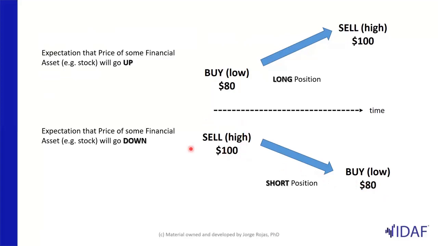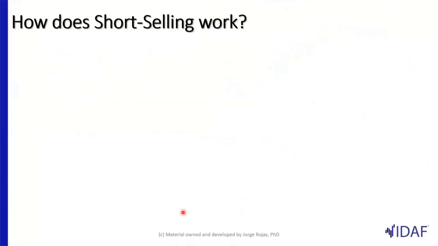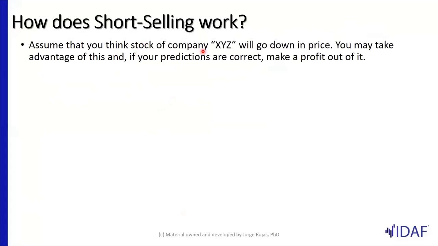Now, if you think that the price will go down, but you don't own the asset, you can actually borrow it, and eventually you have to give it back. That's what is called short selling. And how does short selling work? It's fairly simple. Assume you think that the stock of any company XYZ will go down in price.